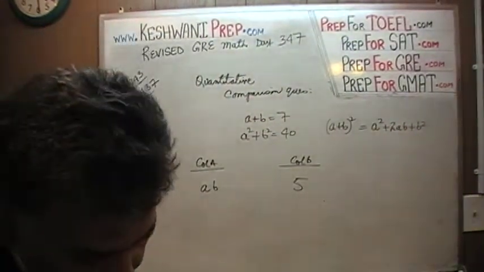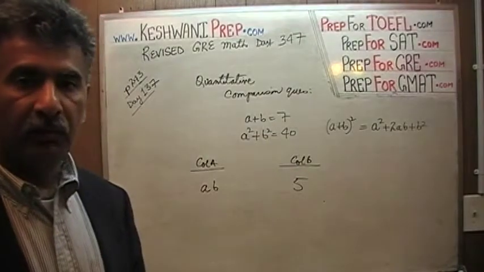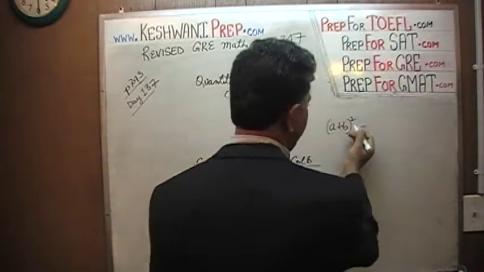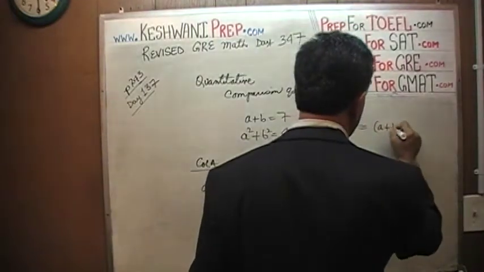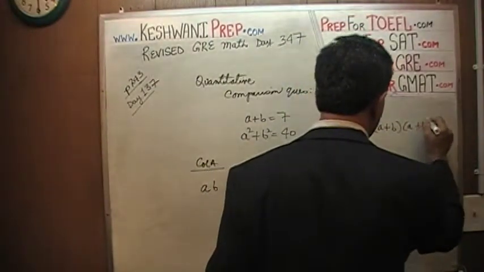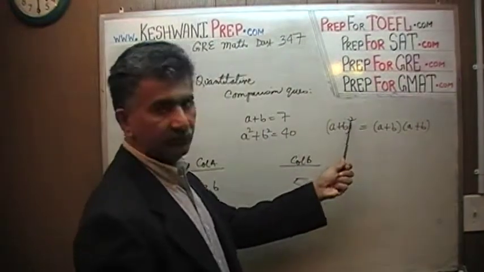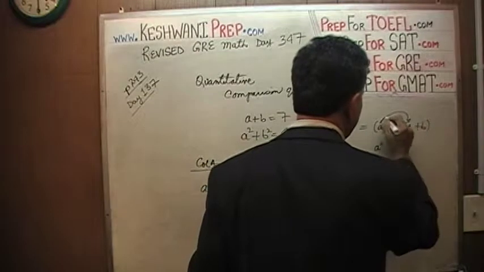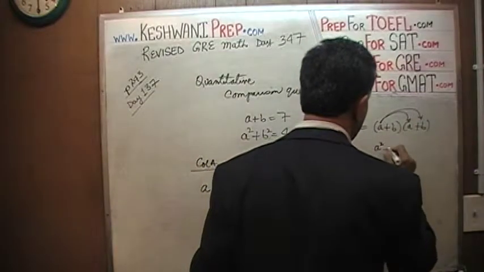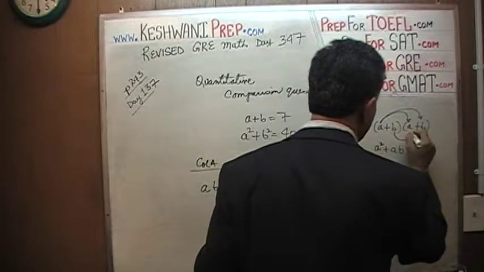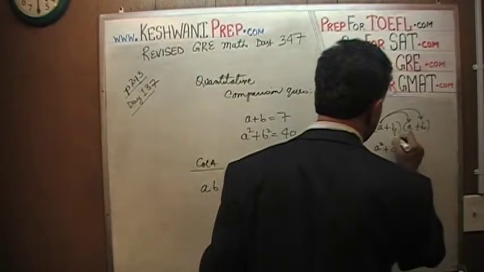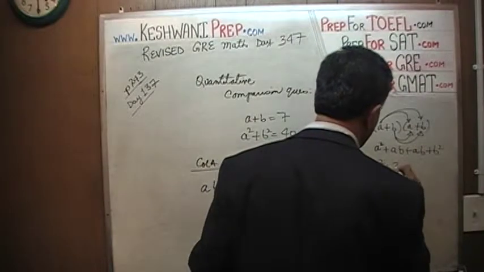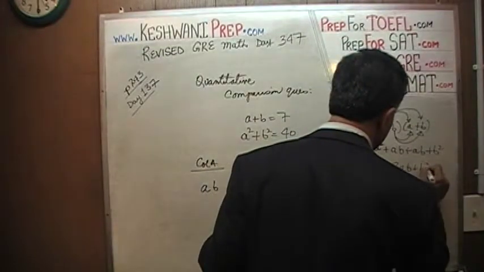And again, as I said before, during the exam, if you draw a blank and can't remember it, it only takes a few seconds to do it out. A plus b whole squared simply means a plus b times a plus b. That's what the square means. So you just do it out. A times a is a squared. A times b is going to give us ab. B times a is going to give you another ab. And b times b is going to give us b squared, which is a squared plus 2ab plus b squared.